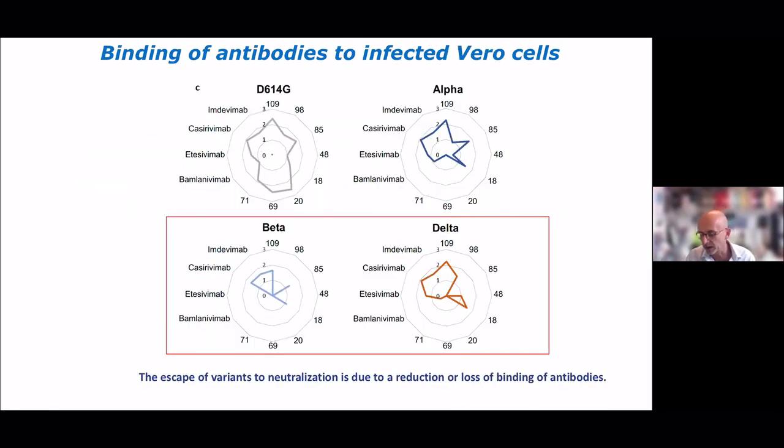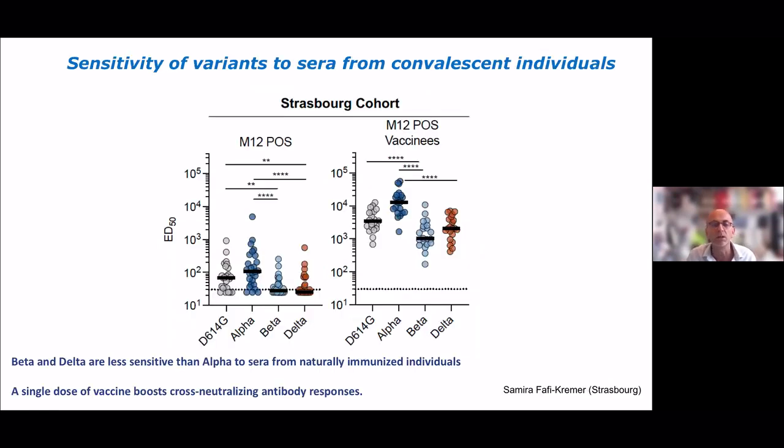Why do they lose any antiviral activity? It's a matter of binding affinity to the spike due to the mutation. Here, those radar plots illustrate the fact that those 12 antibodies all bind to cells infected with the D614G strain, whereas with Alpha, only 9 of the 12 antibodies are binding to the infected cells, and with Delta, only 7 of the 12 tested antibodies are able to bind to the infected cells. So the escape of variants to neutralization is due to a reduction or loss of binding of the antibodies.